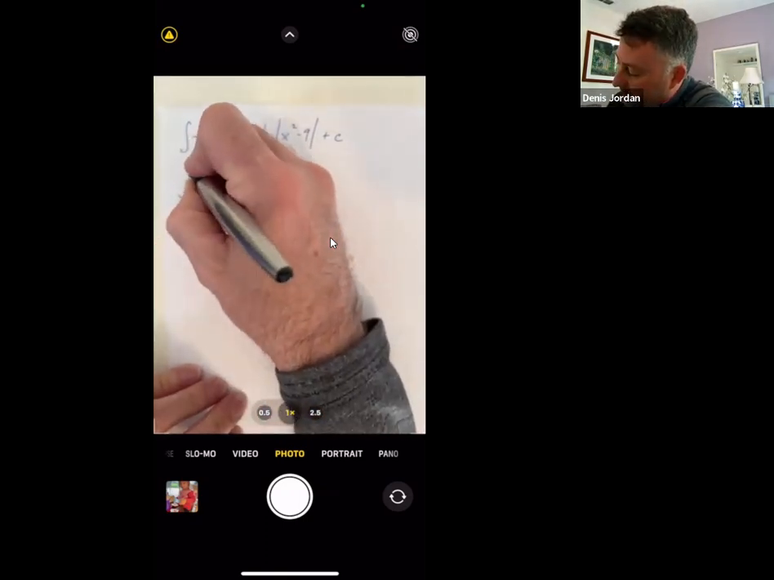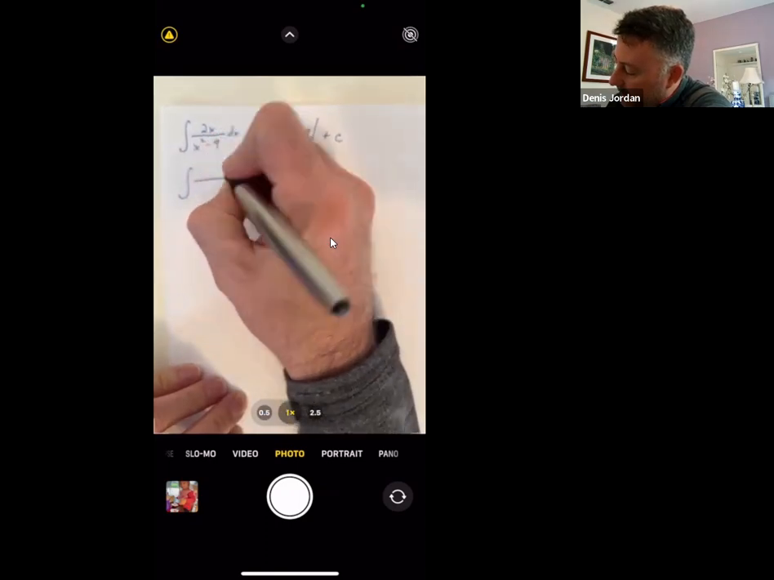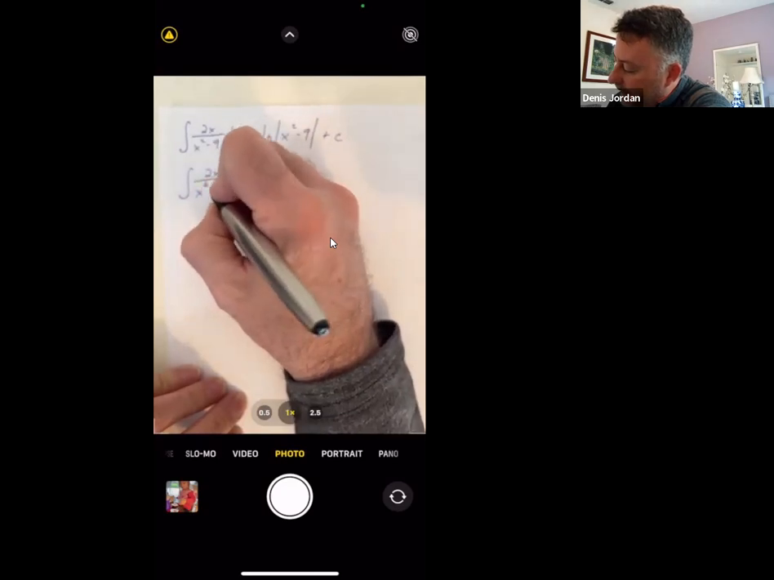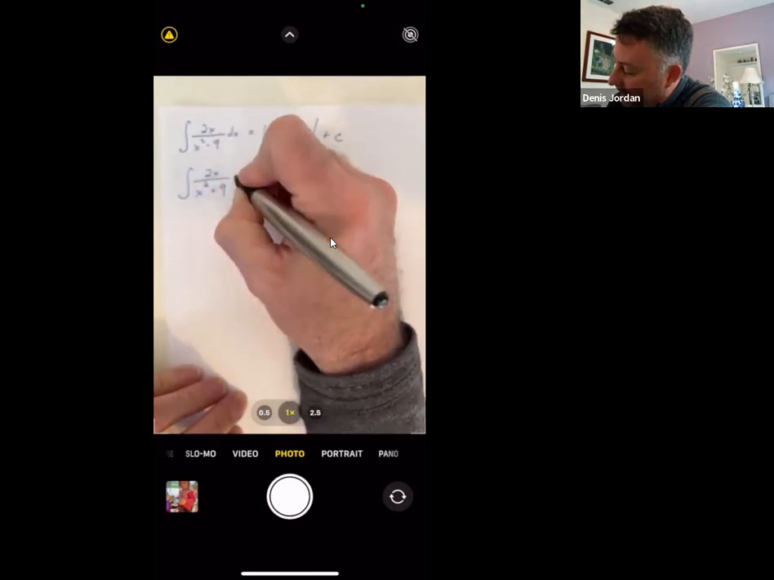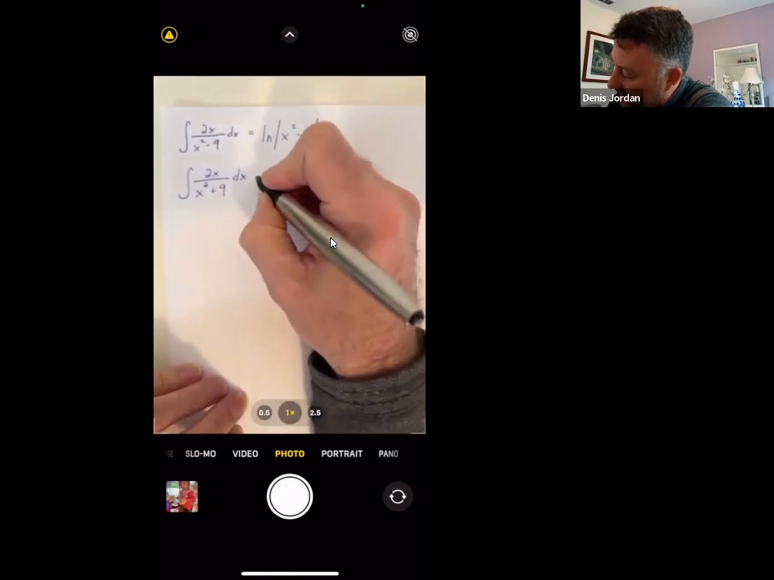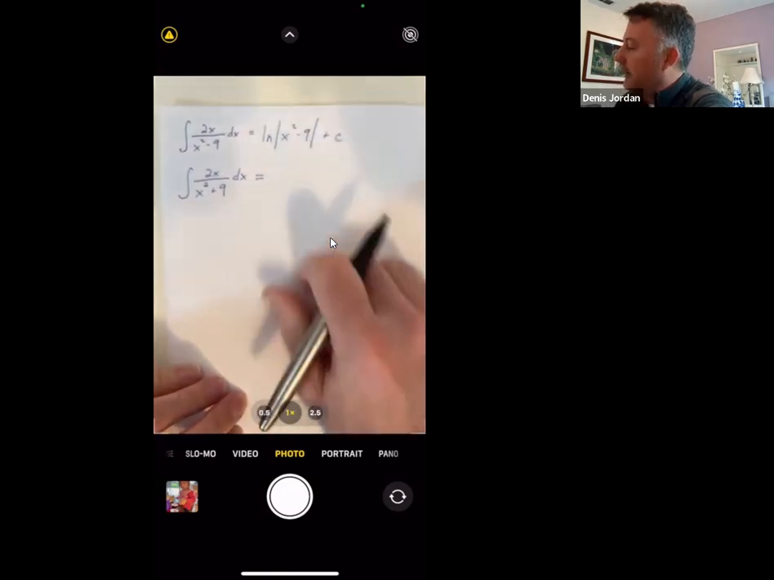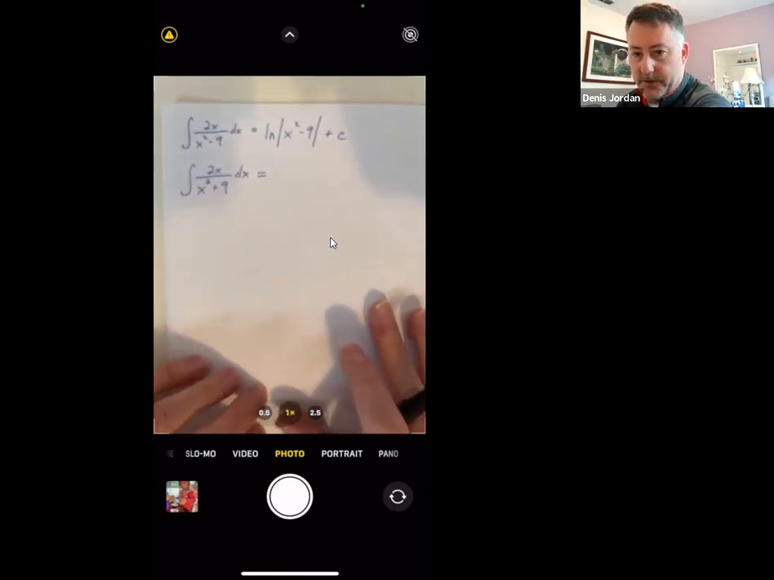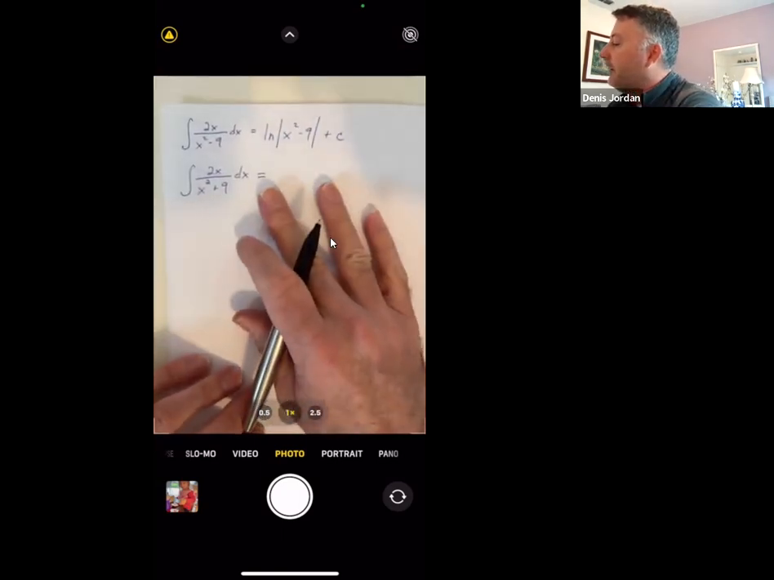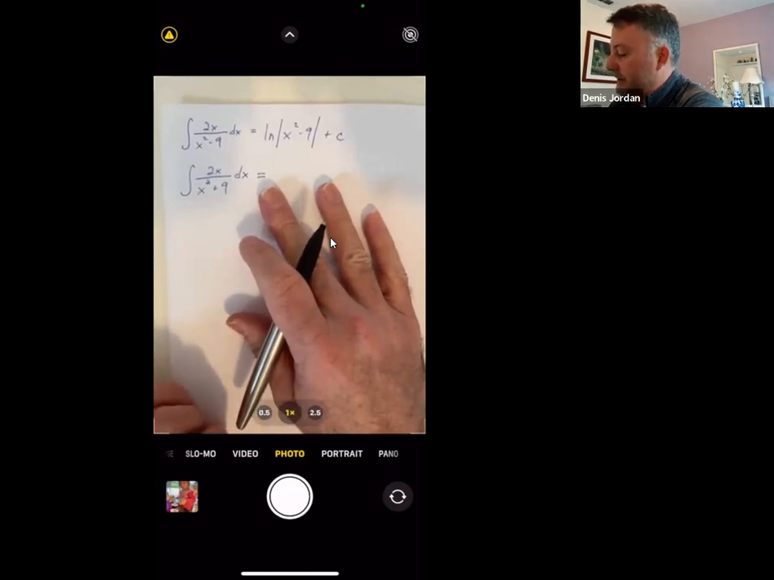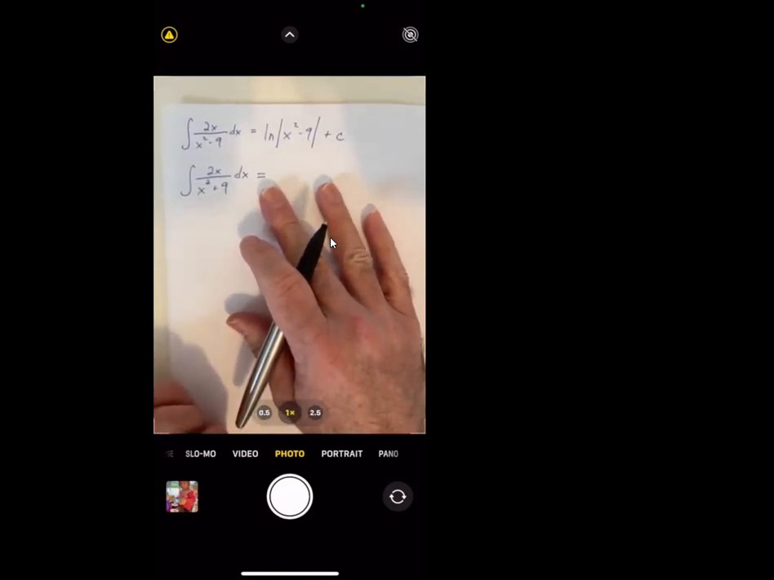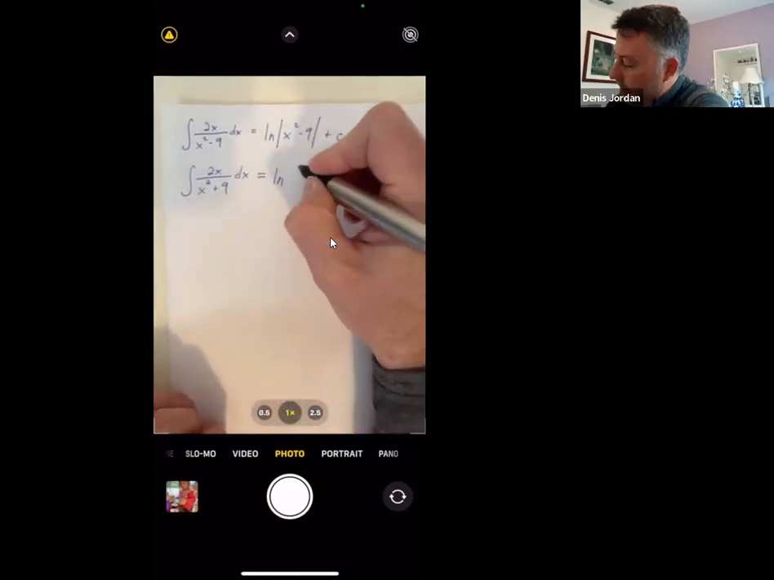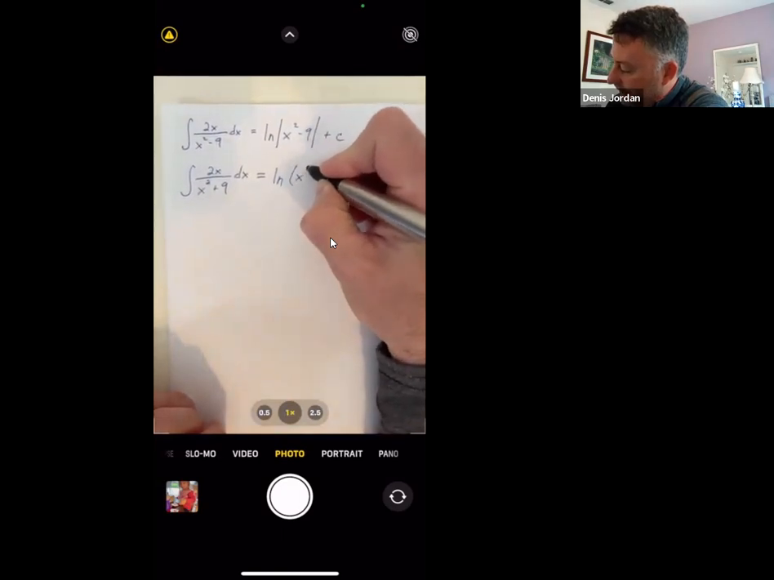What about 2x over x squared plus 9? So same function, we just made it a plus instead of a minus. Should be the same, but without the absolute value. Yeah, this one we can get rid of the absolute value bars.